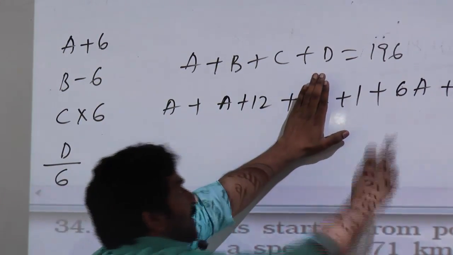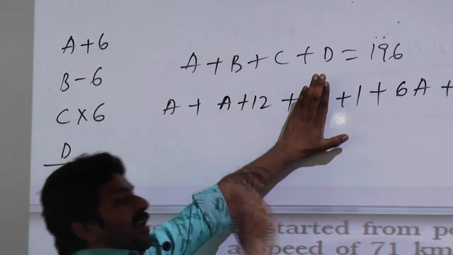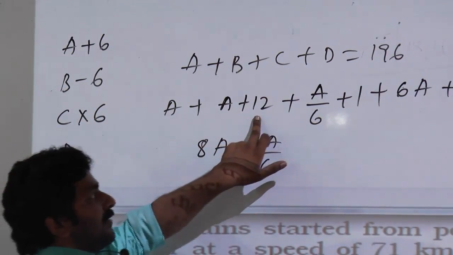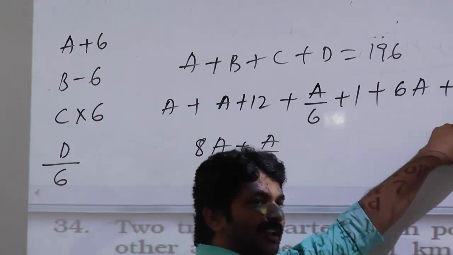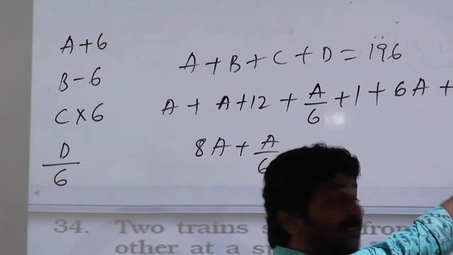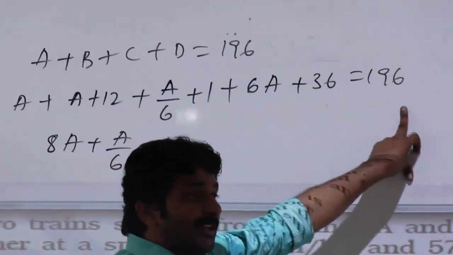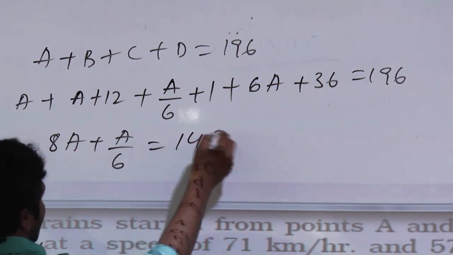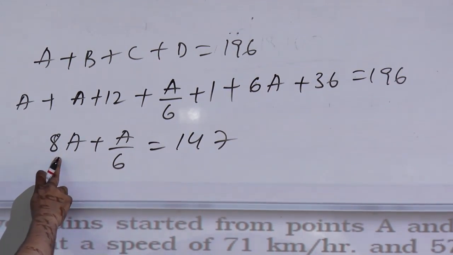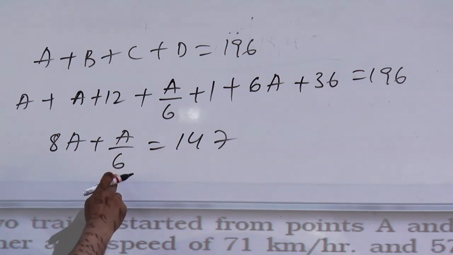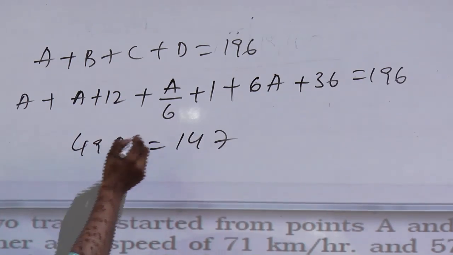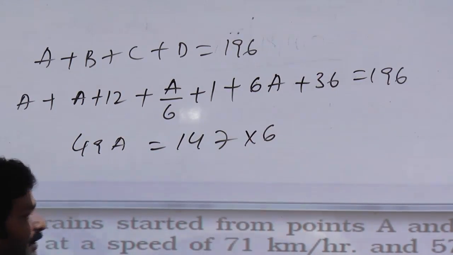Keep it aside. a plus a plus 6a is 8a, plus a by 6. 12, 13, 49. Take 49 to the right hand side, becomes minus 49, and this becomes 147. This is equal to 147. Now let's take 6 common. 48, 49, by 6 goes to the right hand side. So this becomes 49a is equal to 147 into 6.